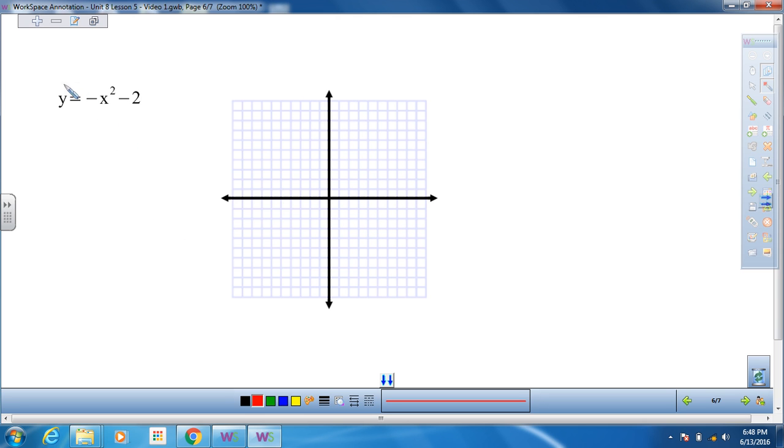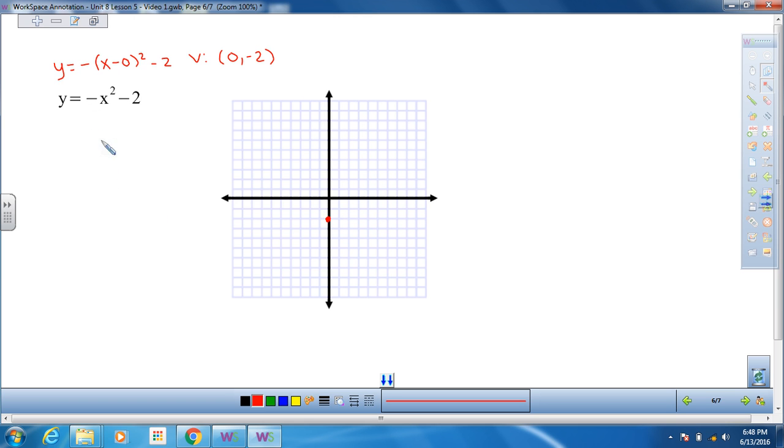Okay, so writing this out in vertex form. So this time my a is -1. So you can still use the pattern, but something changes when it's negative. So since I don't have parentheses, that means I have just x minus 0 squared minus 2. So my vertex is 0, -2. Okay, so 0, -2. Alright.